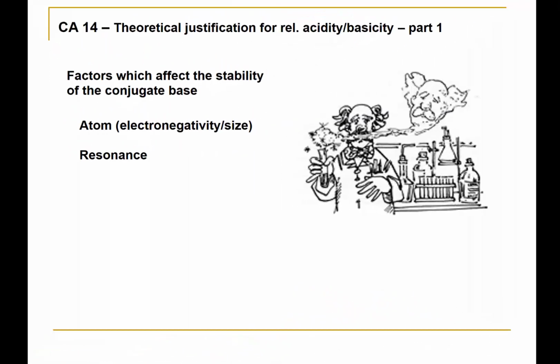In the chem activity number 14 and the corresponding videos, we are going to look at the theoretical justification for the relative acidity and basicity of molecules. Our approach will be to look at the factors which affect the stability of a conjugate base. In particular, we'll be looking at what's called the atom effect, which has to do with electronegativity, or the size of the atom that bears the negative charge. And we'll also look at how resonance can affect the stability of a negative charge.